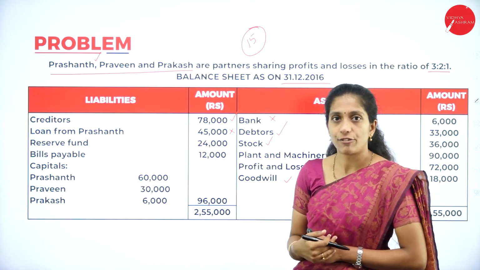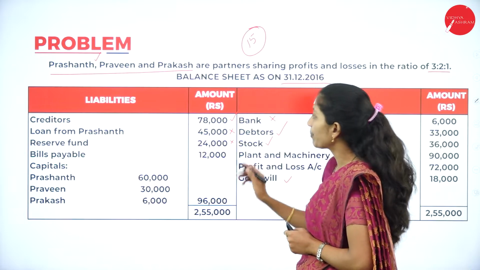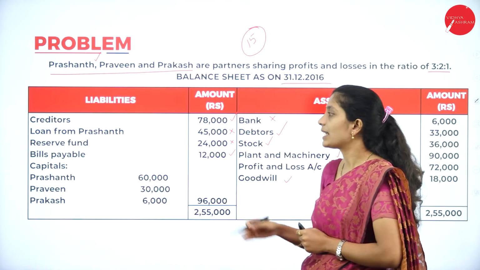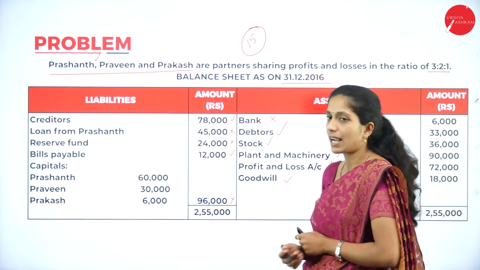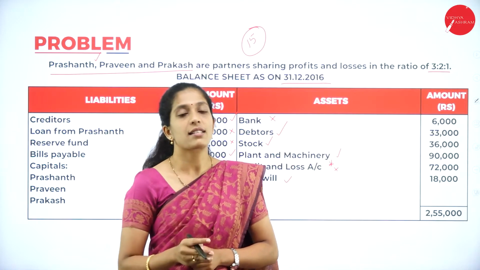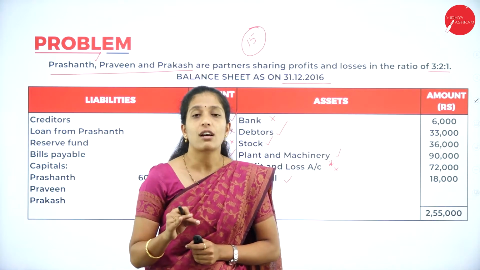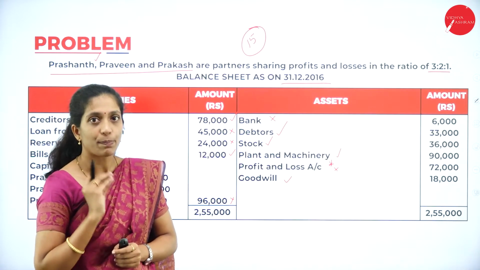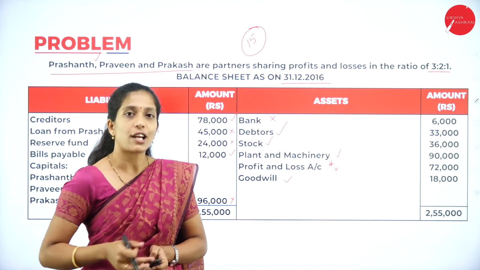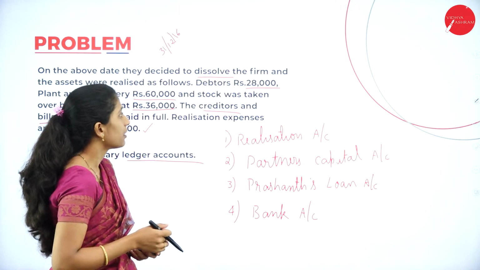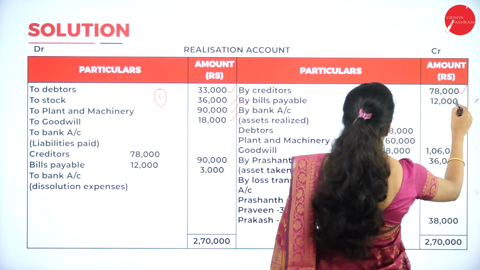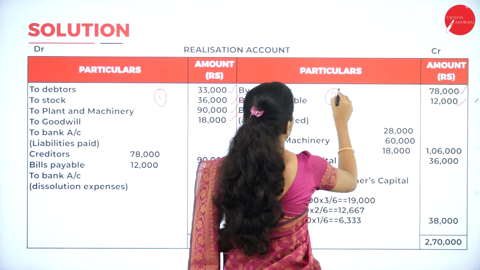Next we are having reserve fund. We are not going to take reserve fund. Next, bills payable. So we have to take bills payable. So it's a liability. Next we are not going to take partners' capital. So transfer all the liabilities except reserves, fund, profit and loss account, partners' capital as well as partners' loan. Now transfer all these liabilities to the credit side of your realization account. So by creditors 78,000, by bills payable 12,000. So this is your second step.